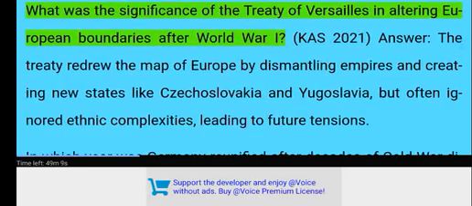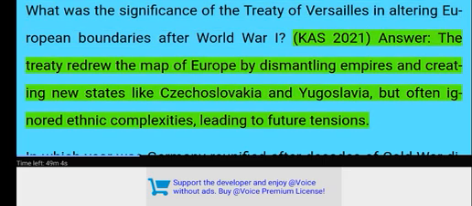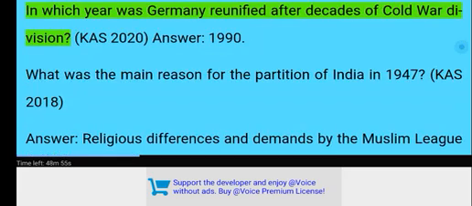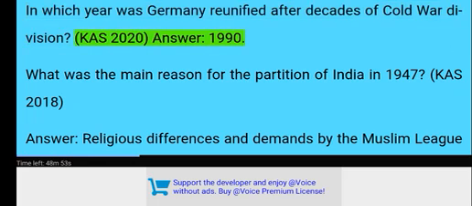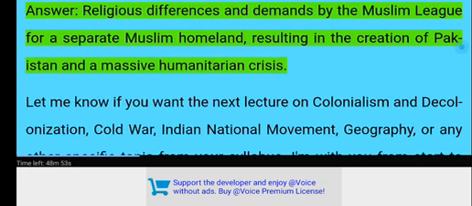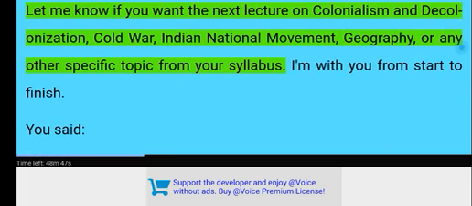What was the significance of the Treaty of Versailles in altering European boundaries after World War I? CAS 2021 answer. The treaty redrew the map of Europe by dismantling empires and creating new states like Czechoslovakia and Yugoslavia, but often ignored ethnic complexities, leading to future tensions. In which year was Germany reunified after decades of Cold War division? CAS 2020 answer. 1990. What was the main reason for the partition of India in 1947? CAS 2018. Answer. Religious differences and demands by the Muslim League for a separate Muslim homeland, resulting in the creation of Pakistan and a massive humanitarian crisis.